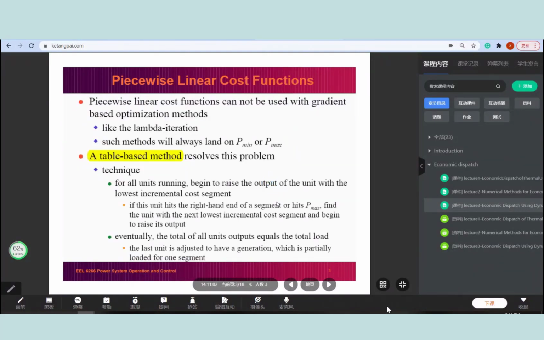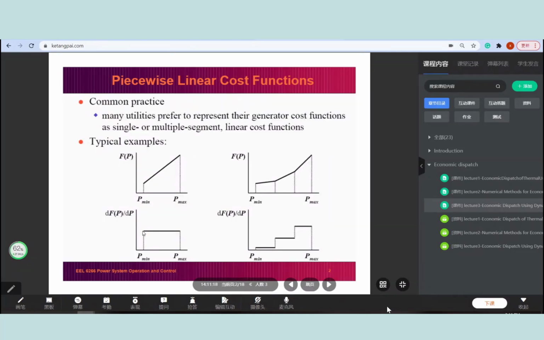Okay. So a piecewise linear cost function can't be used with gradient-based optimization methods, like the lambda iteration method or Newton methods. Such methods will always land on P minimum or P maximum, because the first order derivative of this input-output curve is constant, or takes several different values. You see, this is one value, second value, third value. It's a lot like a linear equation.